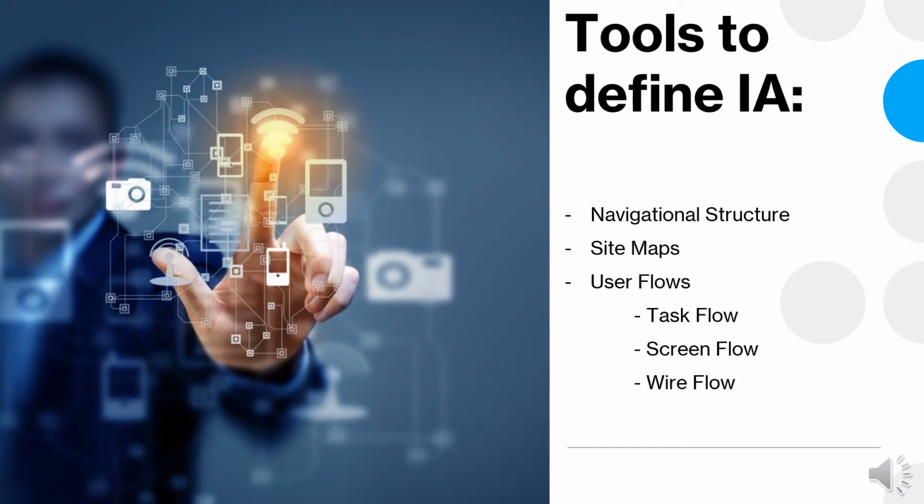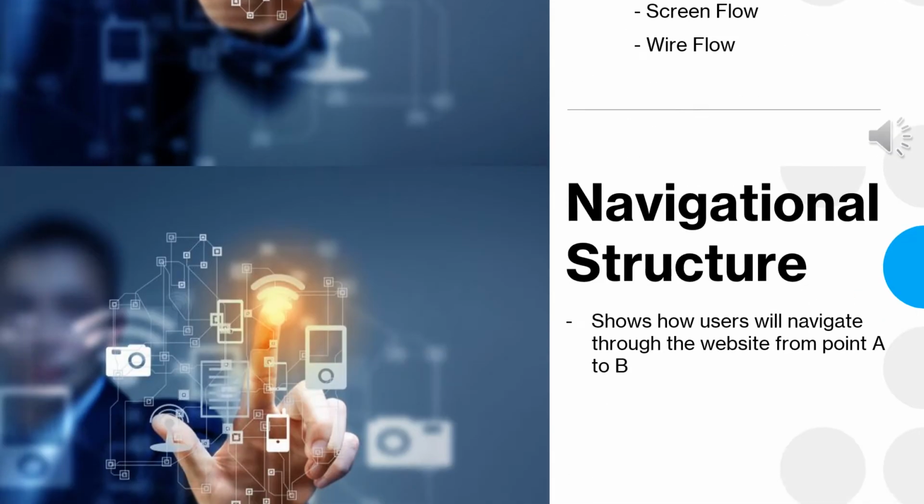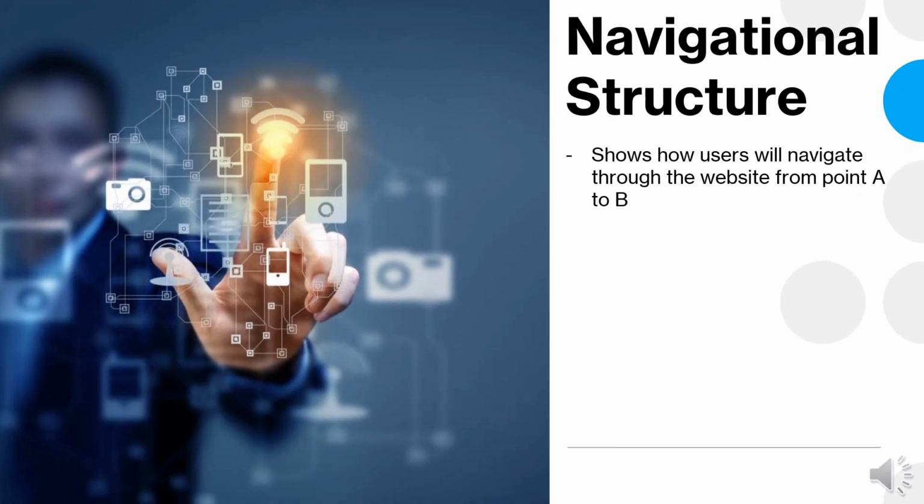These are some of the tools that designers use to define information architecture: navigational structure, sitemaps, and user flows. User flows are divided into three components, and we'll try to explain each one of those tools individually. The navigational structure shows how your users will navigate through your website from point A to point B. What exactly are they trying to achieve, and how are they going to navigate through the website to get to that point?